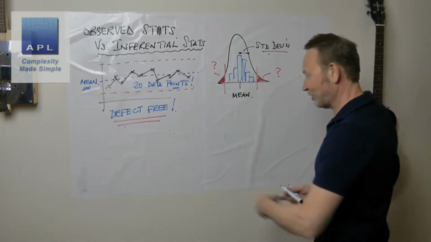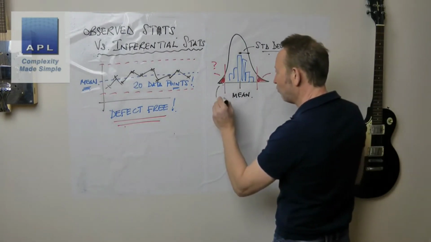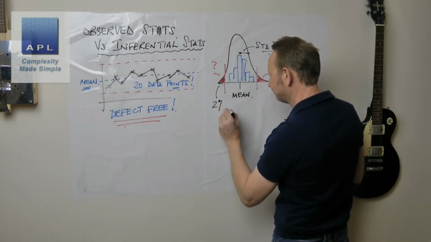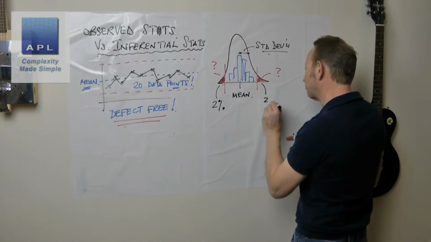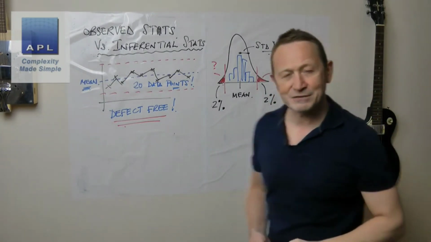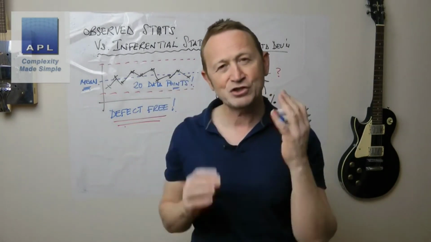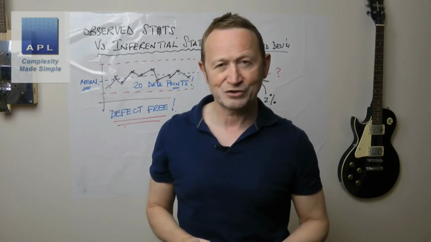Now we're going to be able to say, even though the sample was defect free, we are going to make a prediction that we expect 2% in that tail and 2% in that tail. We're going to have a 4% defect rate if we decide to switch this process on.